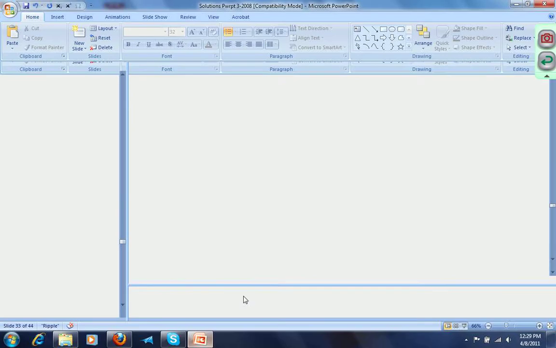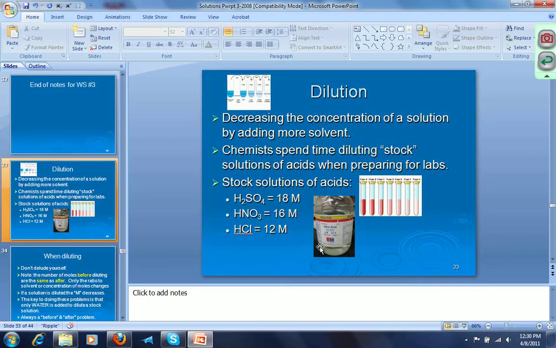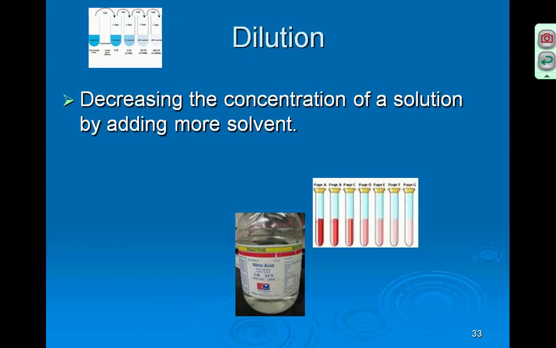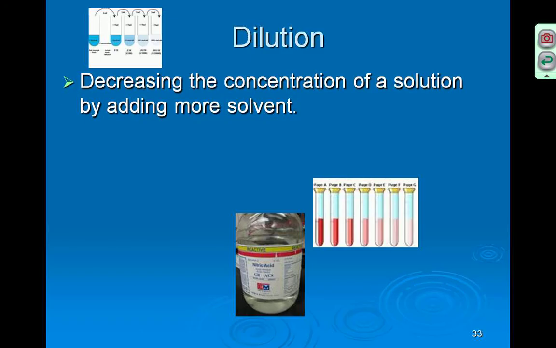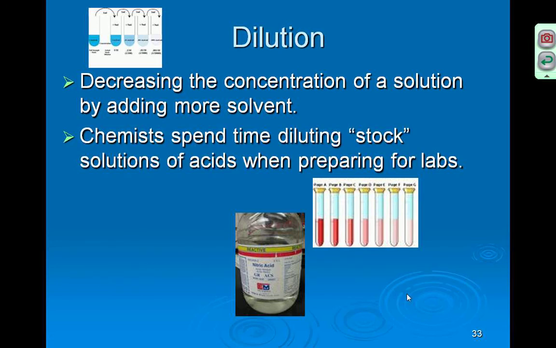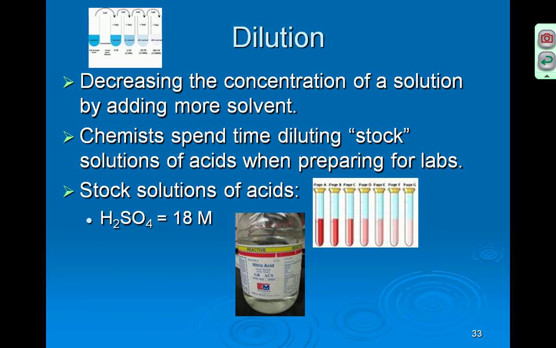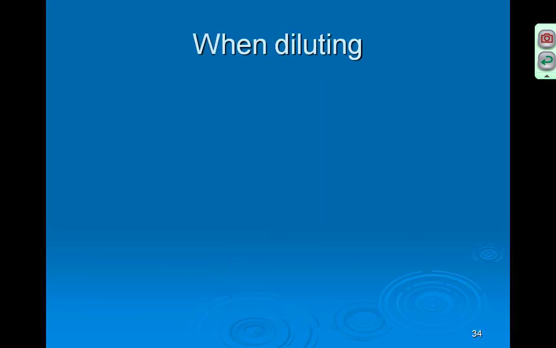These are notes for dilutions and the rest of the solution packet. Dilution: we decrease the concentration of a solution by adding more solvent. Chemists spend time diluting stock solutions of acids when preparing for labs. Stock solutions of acids come at these concentrations.